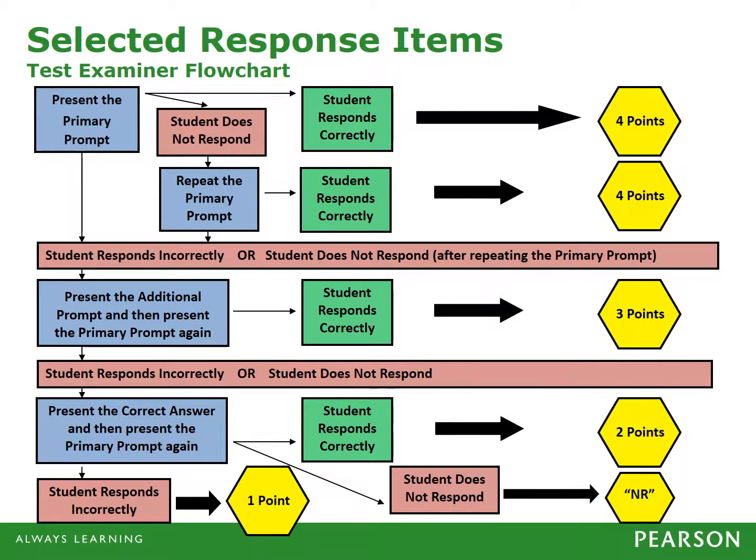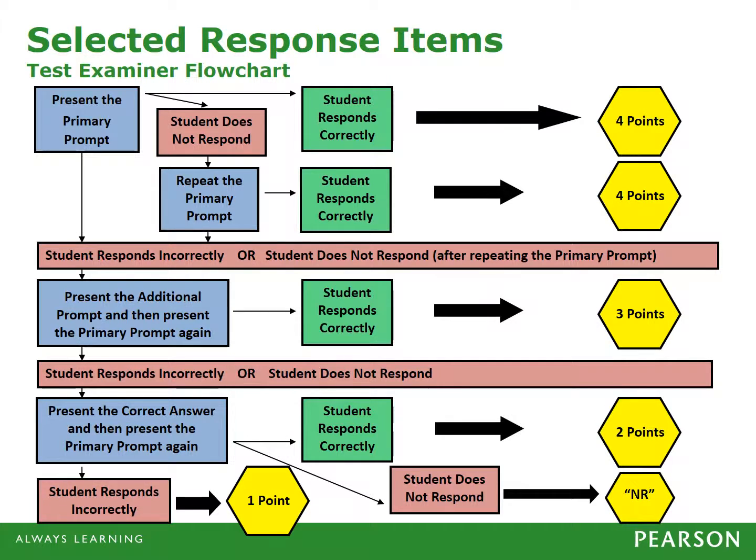If you present the primary prompt and the student responds incorrectly or does not respond after repeating the primary prompt, present the additional prompt and then present the primary prompt again. If the student responds correctly, they will receive a score point of 3.